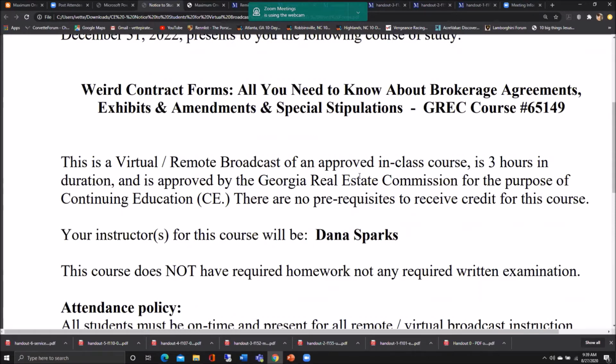Now, for whatever reason, we tend to have a lot of students on here from all throughout the country. This is just for credit for your Georgia real estate license. The school is an approved school through the Georgia Real Estate Commission, and we can only give credit for your Georgia real estate license. So if you are a real estate agent from another state, you are more than welcome to stay on and get the information, but you will not get CE credit, and this is specific to the Georgia contracts, specifically the GAR, Georgia Association of Realtors contract.